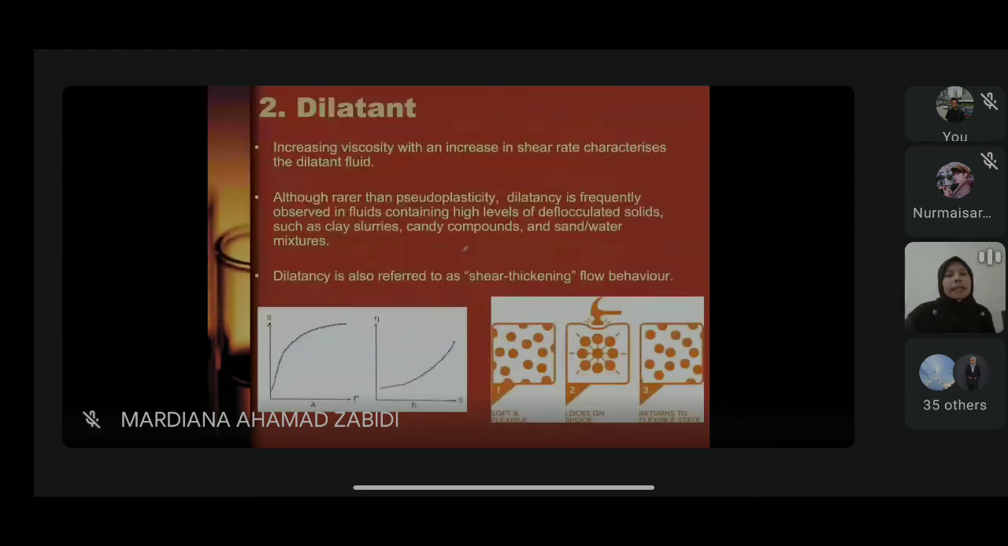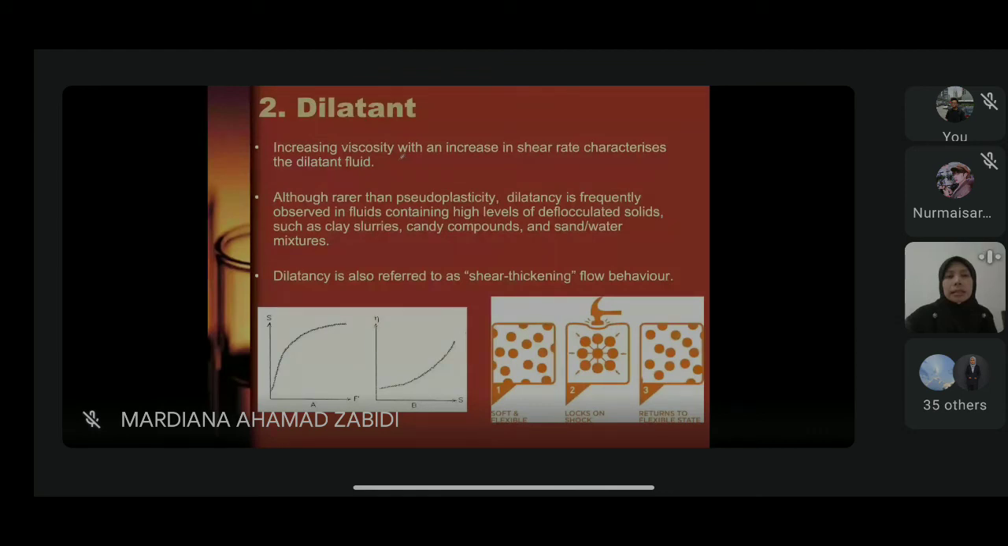Okay, and then another category is dilatant. This one is non-Newtonian, dilatant. Okay, dilatant is whereby the product, when you increase the rotation, that particular product will become more thickened. Okay, dia akan jadi semakin pekat.